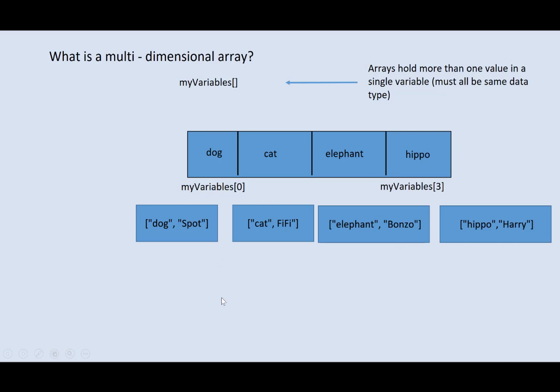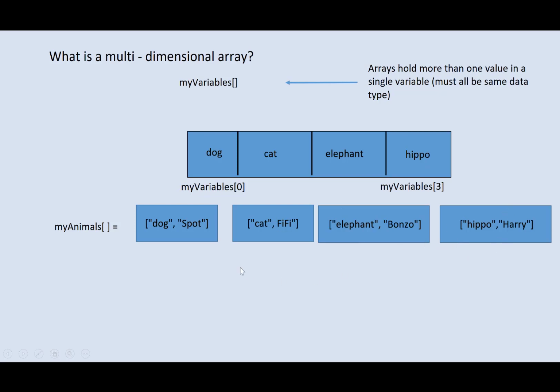So now we're looking at this idea of putting an array inside of an array. Whoa, okay. In other words, we have my animals, and my animals in this 0 position, my animals of 0, has an array in it. My animals of 1 doesn't have a single value, it has an array in it. My animals of 2 and my animals of 3.